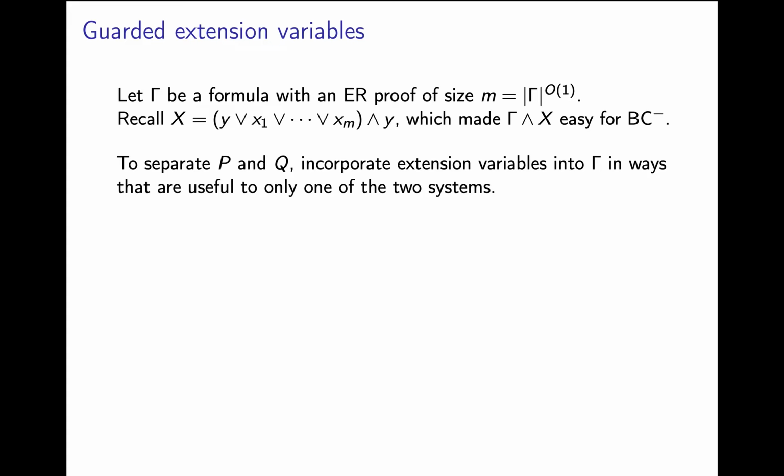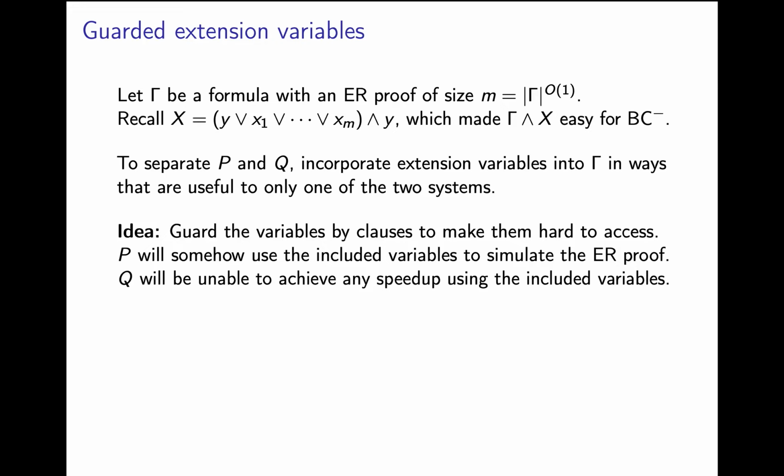We will achieve this by guarding the variables to make them hard to access. P will still be able to somehow use the included variables to end up with a short proof by simulating the ER proof. This is the upper bound. And Q will be completely unable to achieve any speedup despite there being some new variables present in the formula. And this is the lower bound part. In this way, we will use a separation between ER and Q to obtain a separation between P and Q.